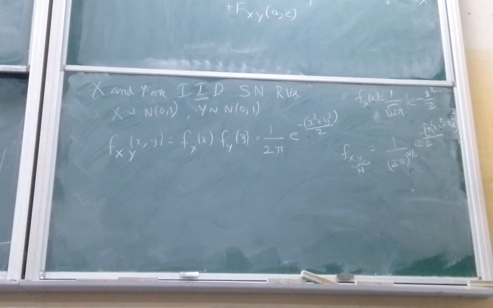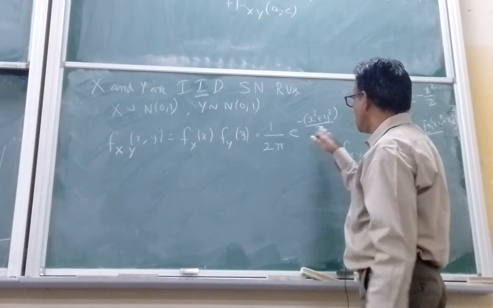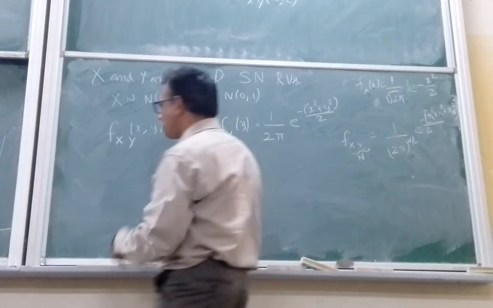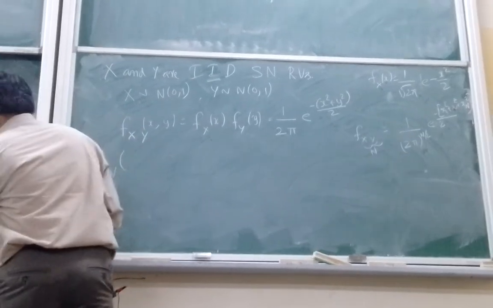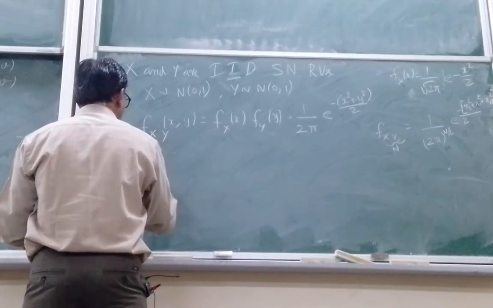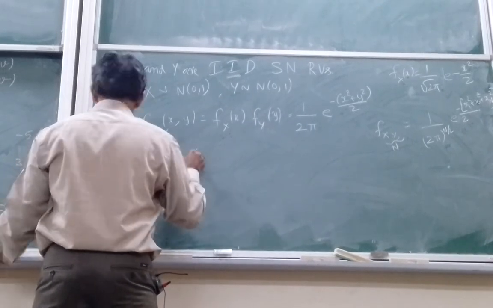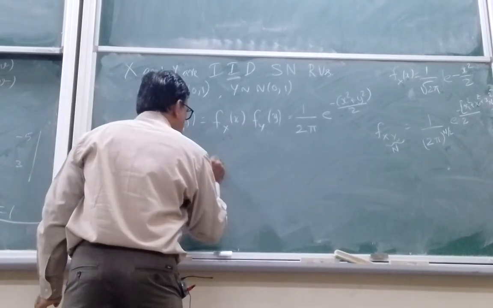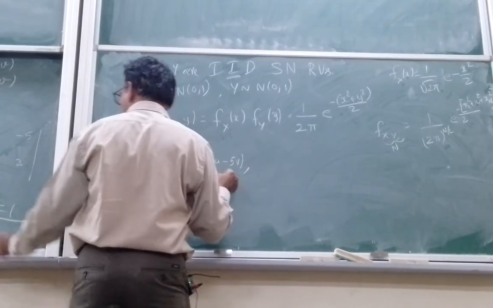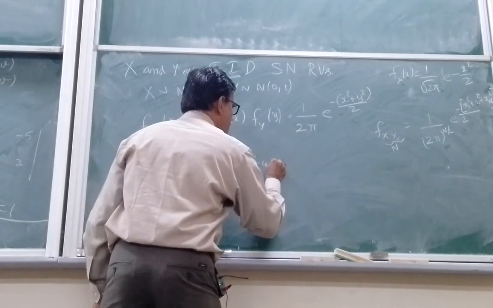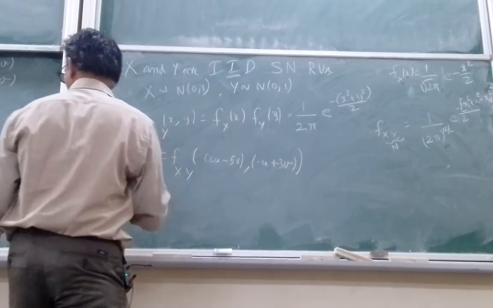That aside, now what are we trying to do? Suppose x and y are as before. For this particular f of u comma v, what we have to do is the same: f of u comma v will be f x y evaluated at 2u minus 5v comma minus u plus 3v, into what?